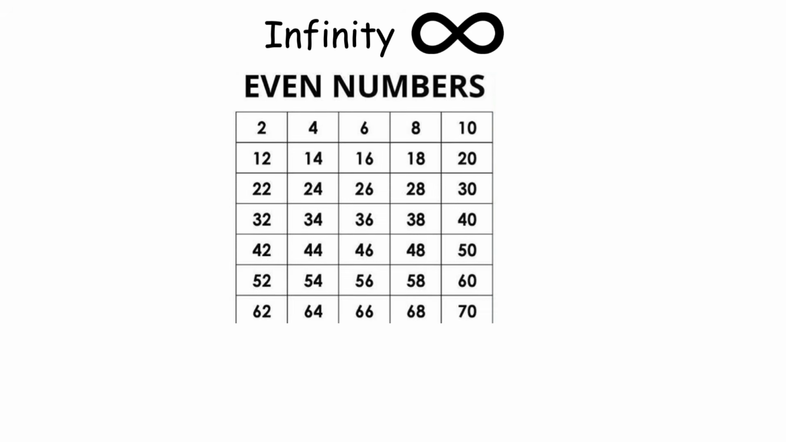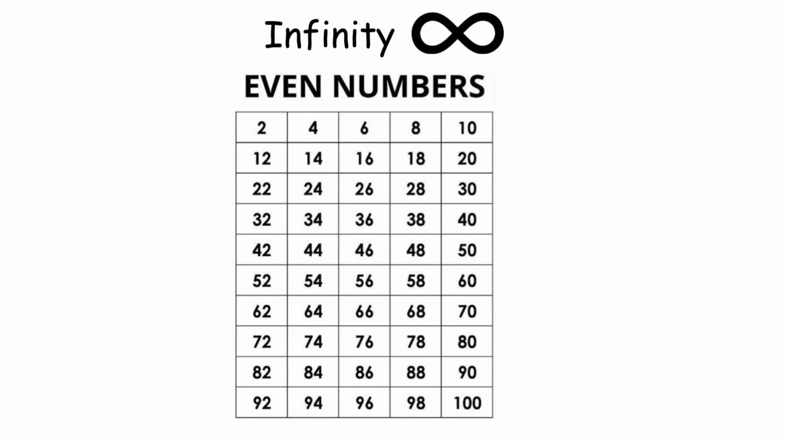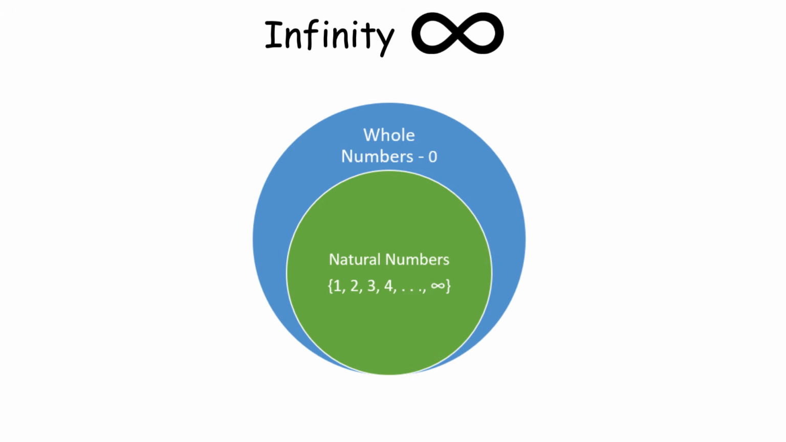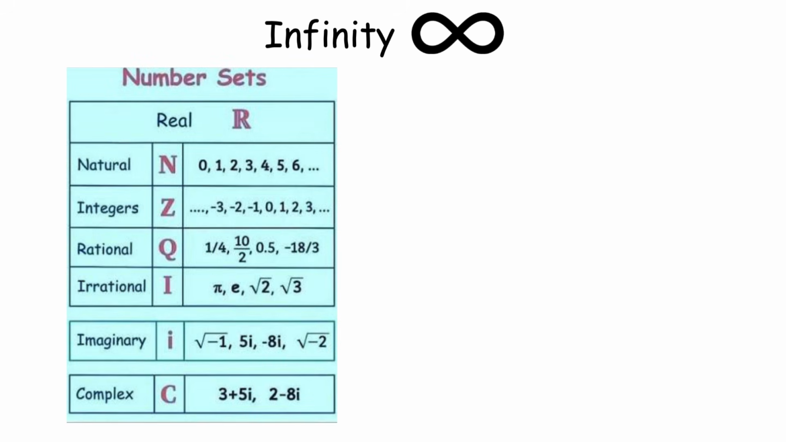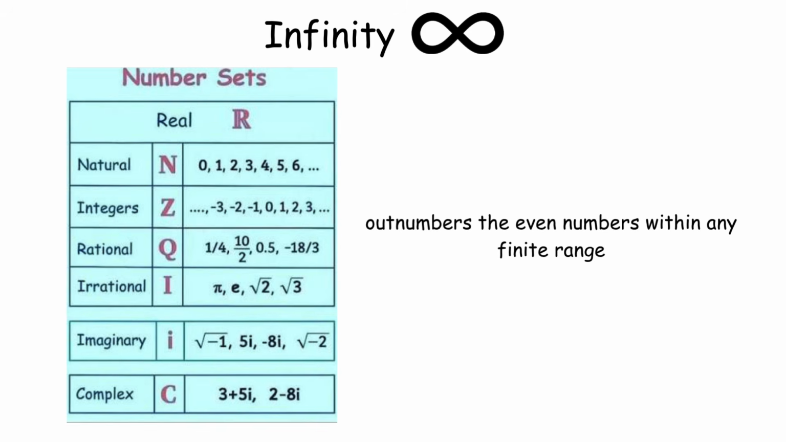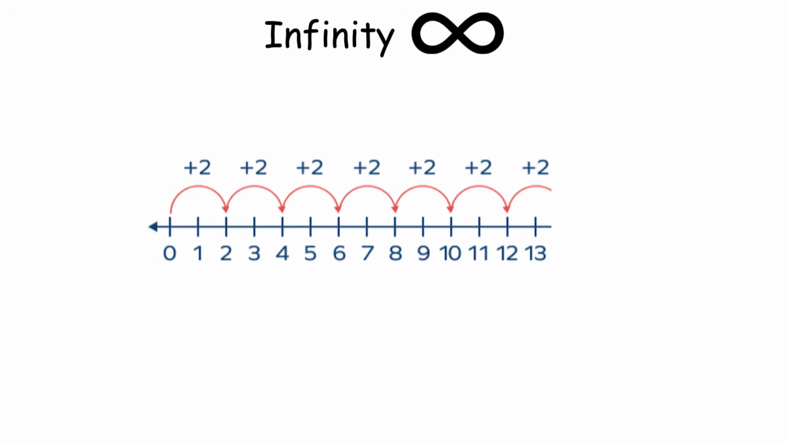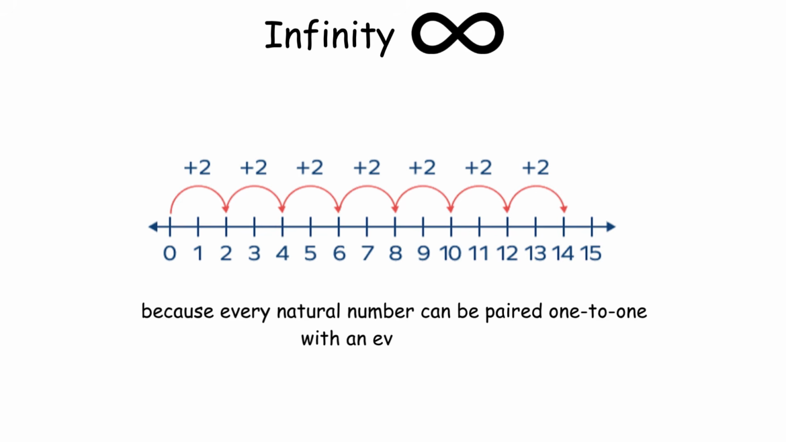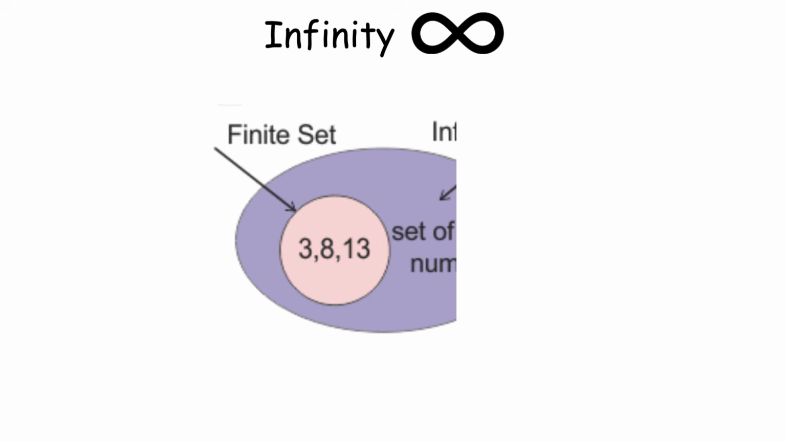Here's the part that breaks intuition. There are infinitely many even numbers, and infinitely many natural numbers, and even though every natural number obviously outnumbers the even numbers within any finite range, the two infinite sets are exactly the same size, because every natural number can be paired one-to-one with an even number. Size, for infinite sets, doesn't work the way it does for finite ones.